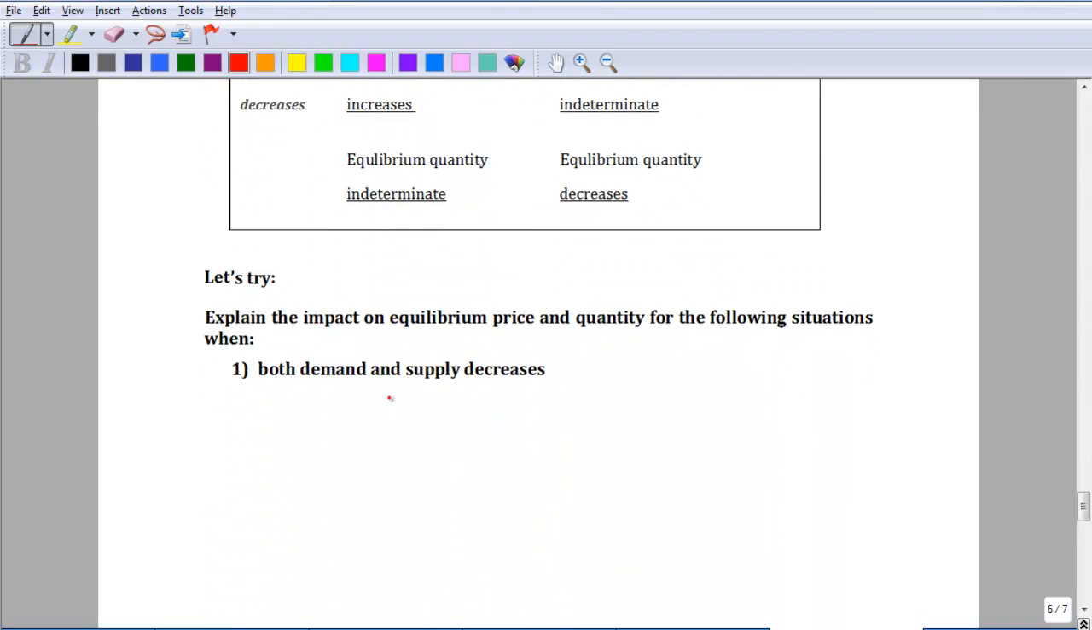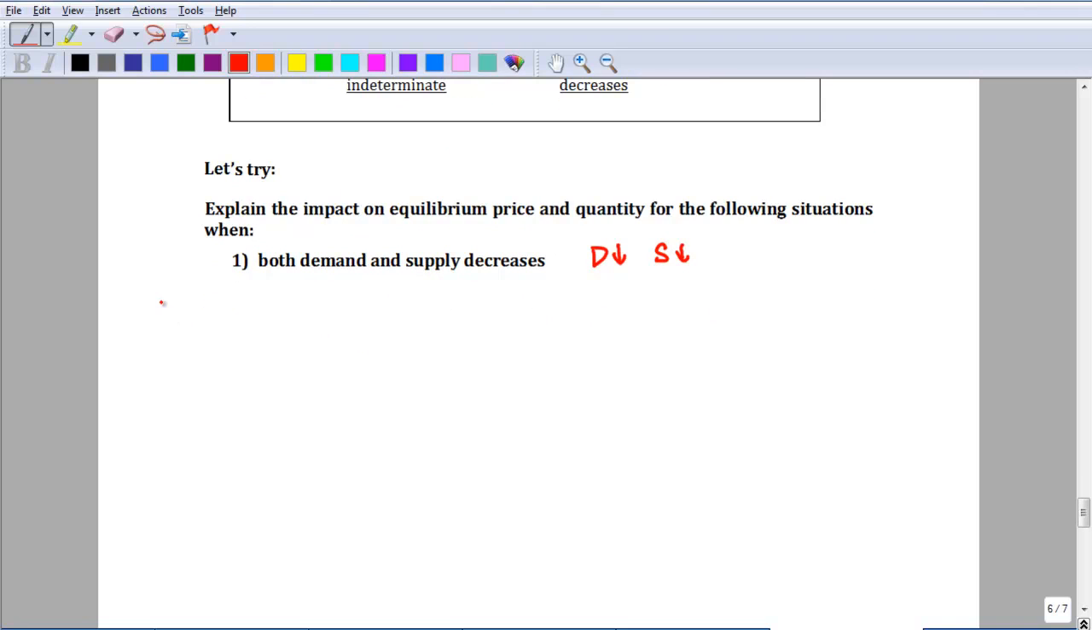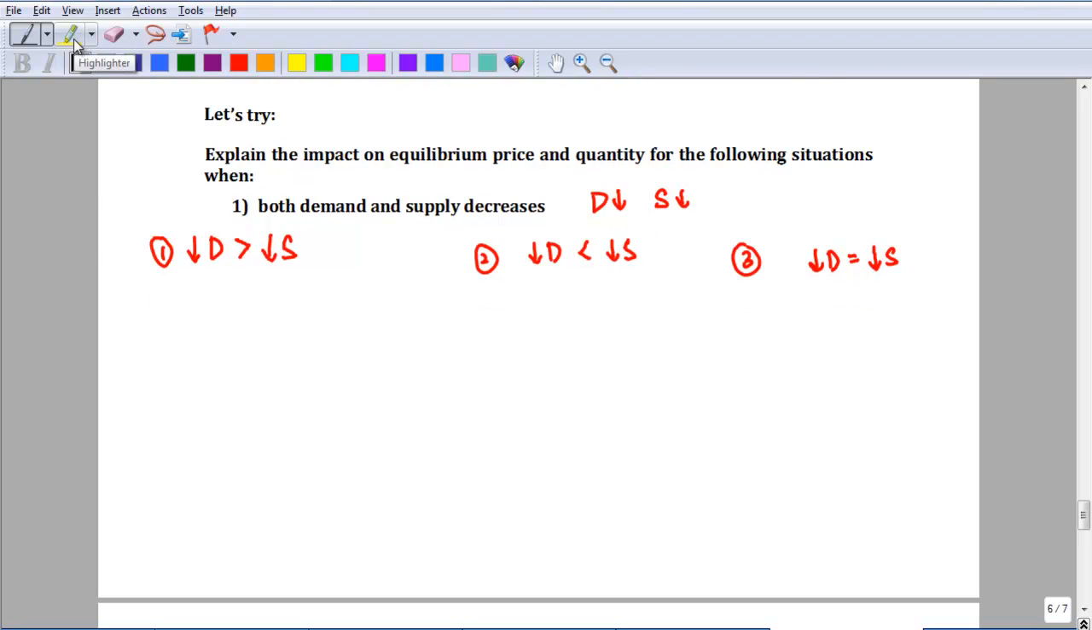First case, both demand and supply decrease. So demand decreases, supply also decreases. For this case, I need to show 3 different possible scenarios. Number 1, what happens when demand falls more than the fall in supply? Second, what happens when demand falls but less than the fall in supply? And the third case, what happens when the fall in demand is equal to the fall in supply? We're going to do each of these cases now together. Let's draw our diagram.